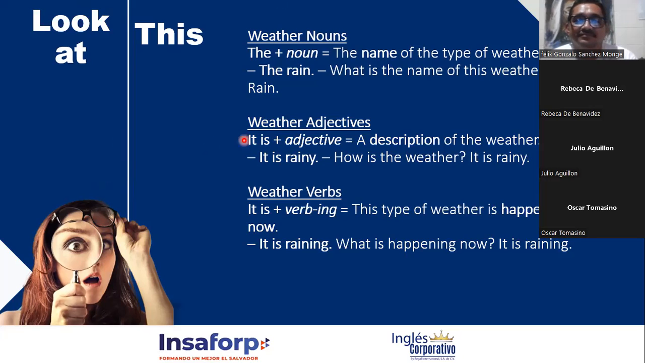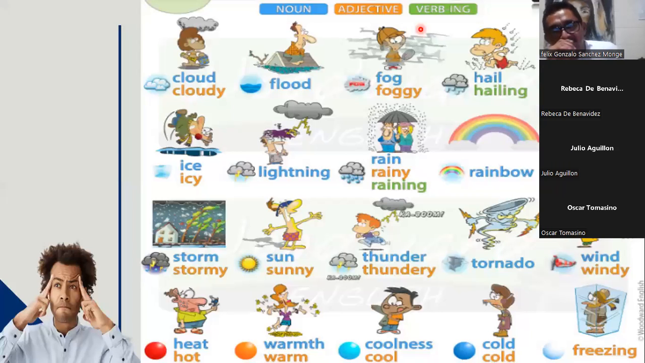Yes. Okay. All right, so we're going to move on then. Vamos a tener los tipos de clima. Cloud, nube. Sí, este es nube, cloud. ¿Cómo lo paso a un adjetivo? Cloudy, nubado o nuboso. Flood, inundación, flood, flood.